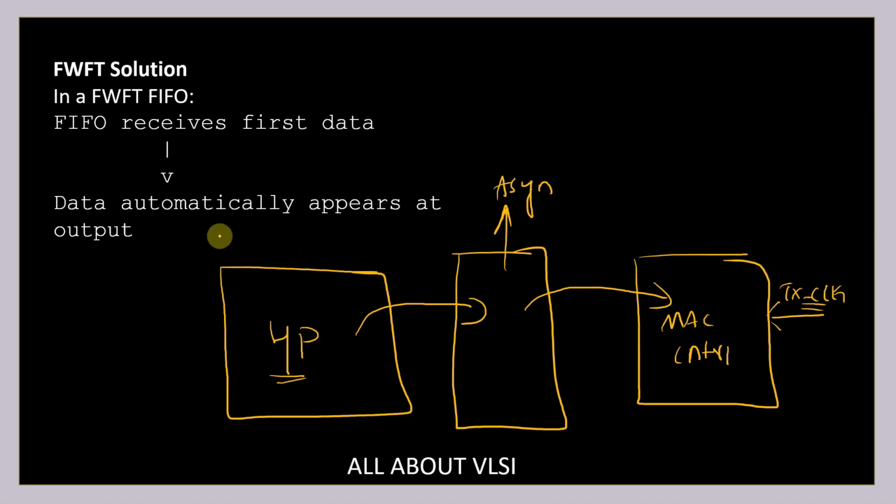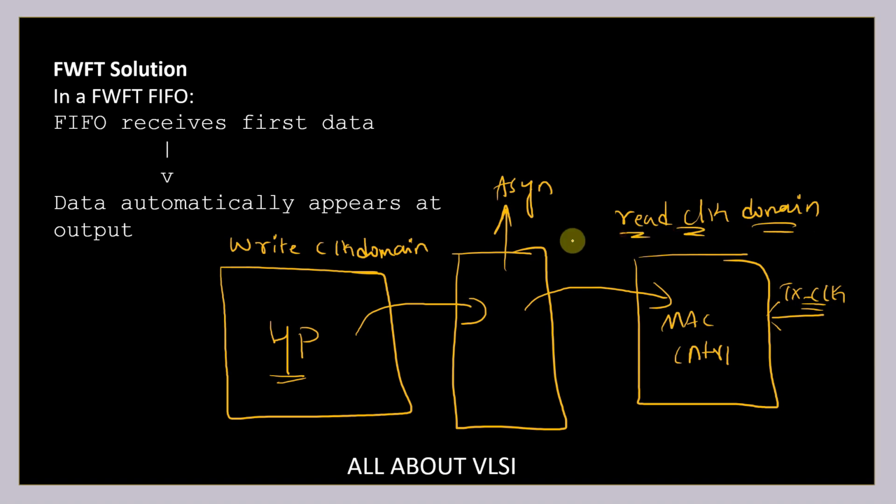Here the processor will come into the write clock domain, and my MAC controller will come into the read clock domain. This is very, very important. My processor is writing the data into this asynchronous FIFO, and that's the reason it is in the write clock domain. My controller is reading the data, so that's the reason it comes under the read clock domain. Since the processor is in the write clock domain, it is going to have access to the full signal.